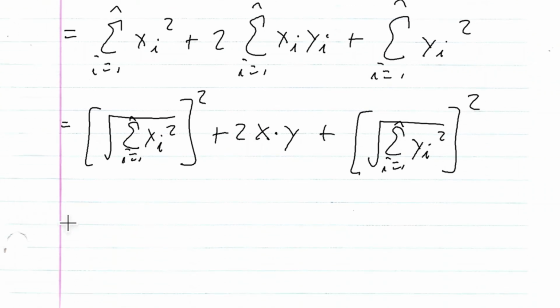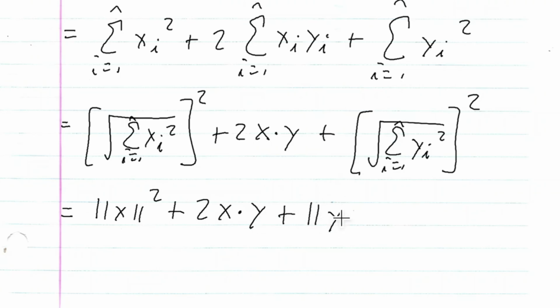And then this is equal to, right? We know the square root of the sum from 1 to n of x sub i squared is just the norm of x. But we're going to square it because it's squared. Plus 2 x dot y plus, and then this will be the norm of y squared.